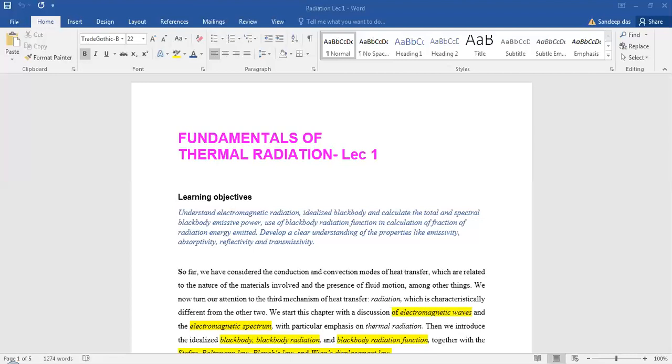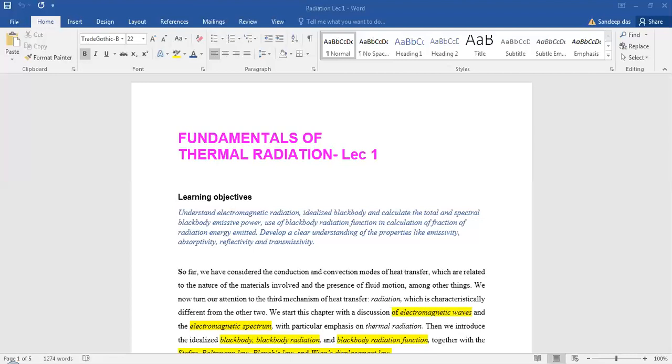So let us start the introduction to the chapter called Fundamentals of Thermal Radiation. As we have discussed so far, there are two modes of heat transfer which we already have discussed, that is conduction and convection. The third mode, and indeed a very important mode of heat transfer, is thermal radiation, that is heat transfer by radiation. Let us understand the mechanism of radiation.